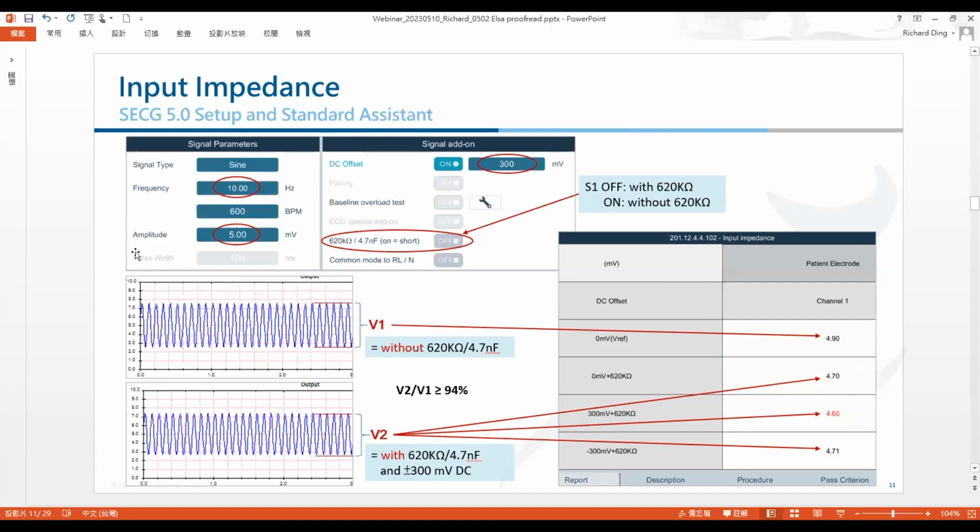Okay, so for the simulator, you can see we set up the sine wave 10 Hertz, 5 millivolt, and 300 and minus 300 millivolt. And then this one controls the 620 kilo ohm parallel circuit on and off. Here you can see the table, right? It's a 0 millivolt, sorry, it's a reference. This is no 620 kilo ohm, this is with 620 kilo ohm, this is with 300 millivolt, minus 300 millivolt. So you can get 4 different kinds of results.